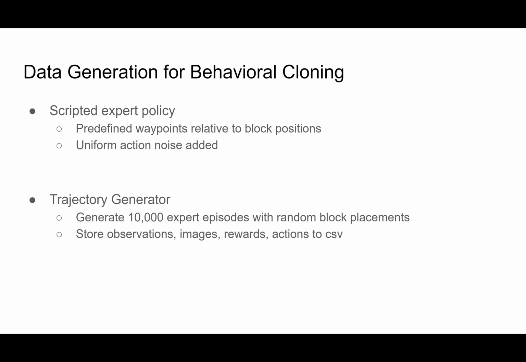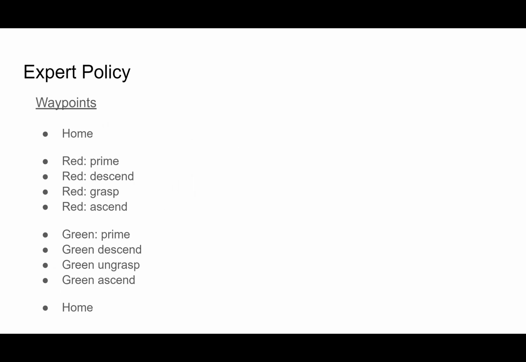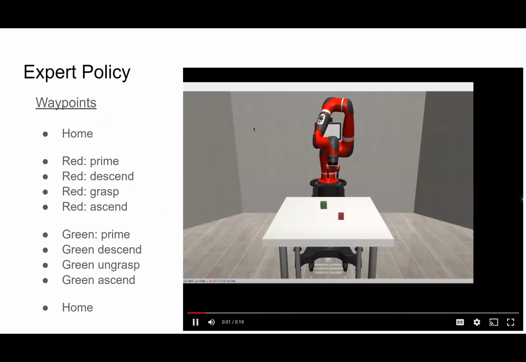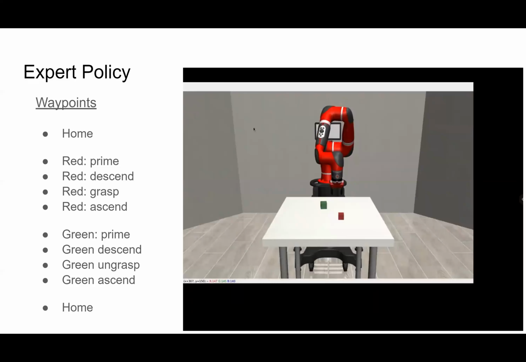To generate data for behavioral cloning, we defined a scripted expert policy whose actions move the gripper towards predefined relative waypoints. We then generate 10,000 episodes of expert data with randomized block positions and uniform noise added to the actions. The expert policy first positions the arm in a prime waypoint above the red cube before descending for the pick operation. It then carries the cube to a prime waypoint above the green cube and places it down.